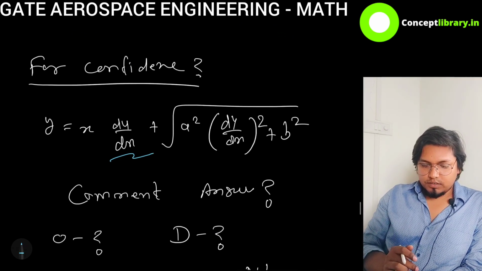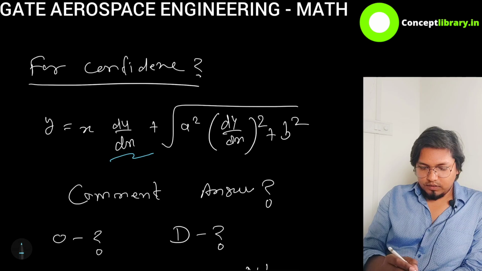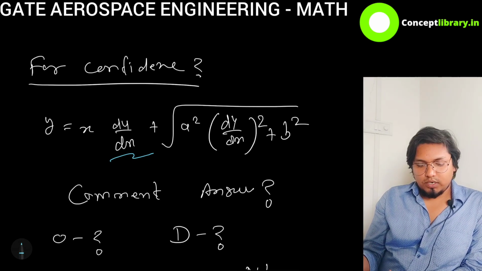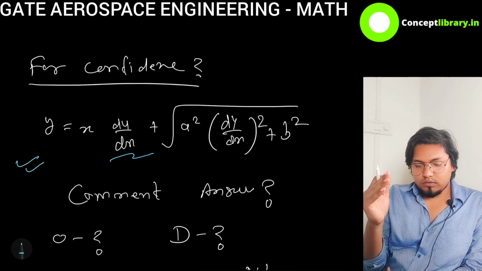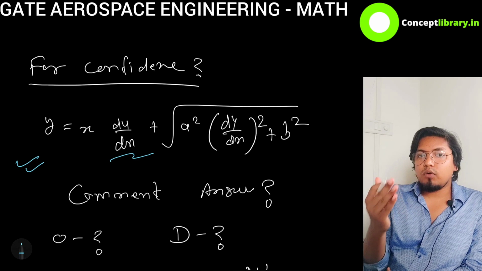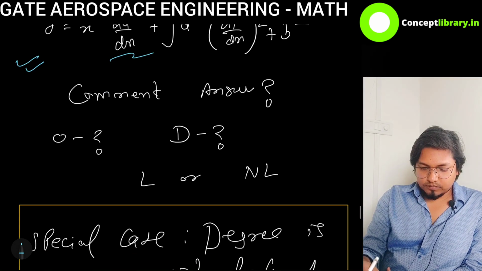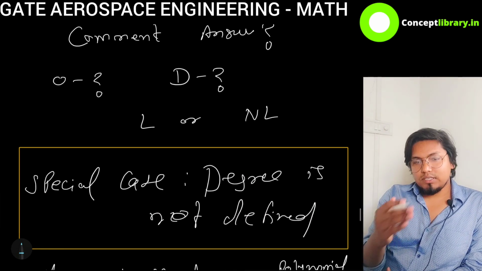So for confidence, I have given one question here. Just comment what is your answer in this equation. What you have to do: remove the square root, square both sides, and then check what is the degree and what is the power. Comment here. And also say what is linear and what is not linear.